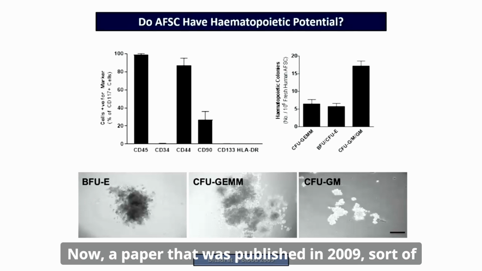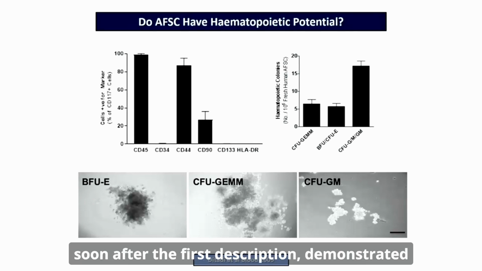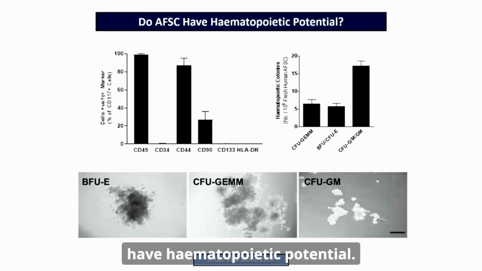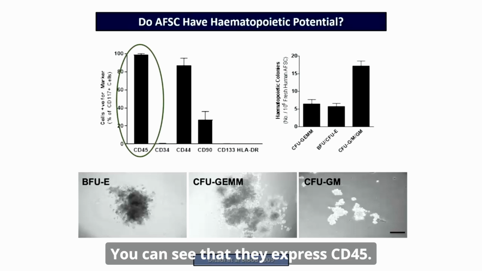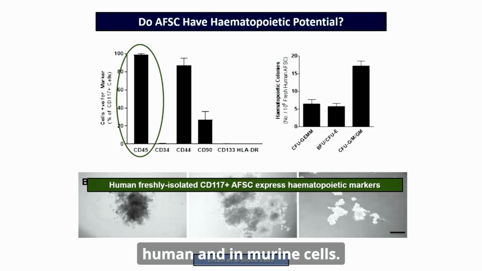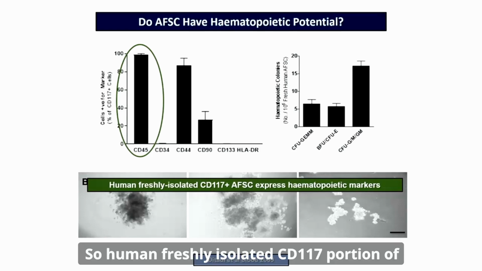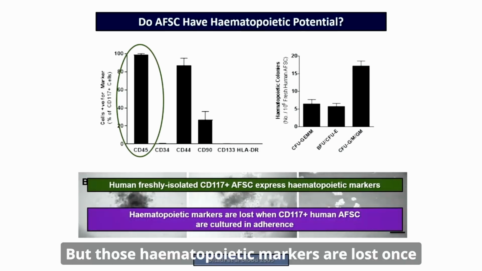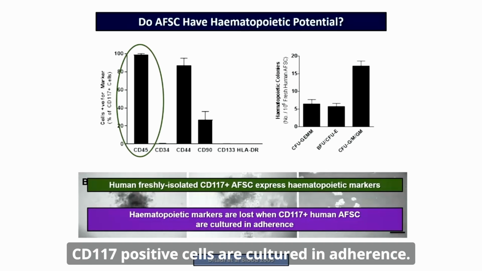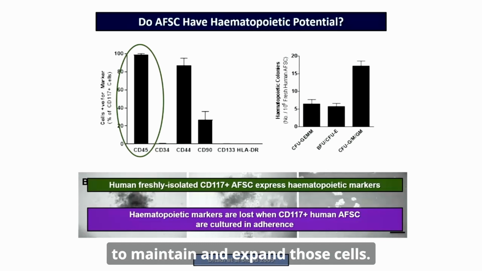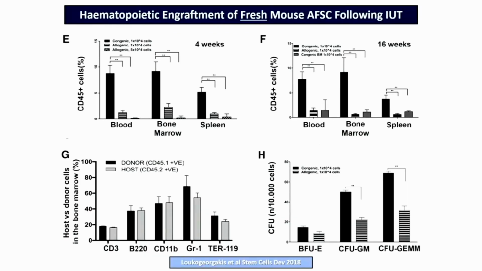Now, a paper that was published in 2009, soon after the first description, demonstrated that amniotic fluid stem cells, the CD117 portion of amniotic fluid stem cells, have hematopoietic potential. You can see that they express CD45. They can form colonies in vitro, and that's both in human and in murine cells. So human freshly isolated CD117 positive amniotic fluid stem cells express hematopoietic markers, but those hematopoietic markers are lost when CD117 positive cells are cultured in adherence. So we cannot really use the culture methods that we have at the moment in order to maintain and expand those cells.